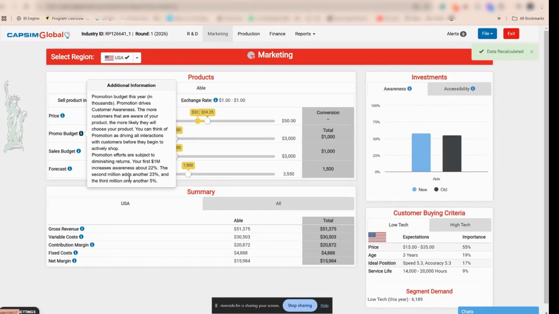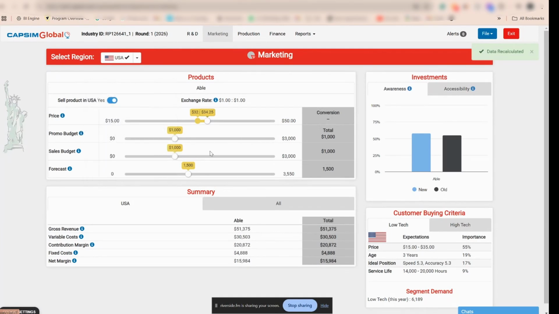And for the second $1 million, I get 23%. For the third $1 million, I get 5%. So why would I want to spend 3 million when I'm only going to get 5% at the end of the day? So I would move this by, I'll get aggressive a bit because it's the first round, and I'm trying to get as much market as possible. So let's leave this at this.